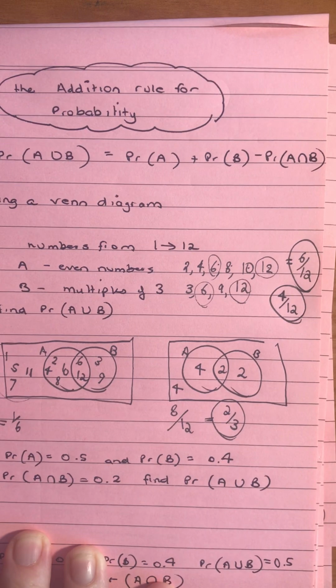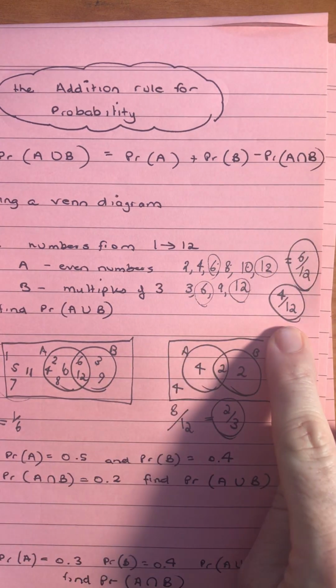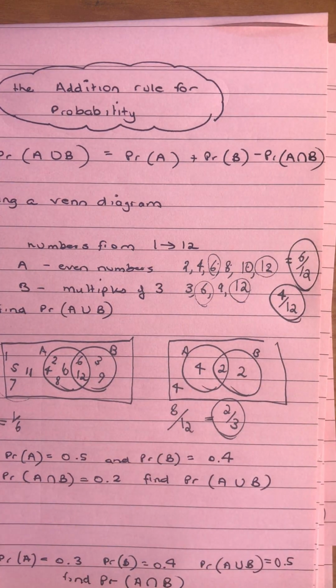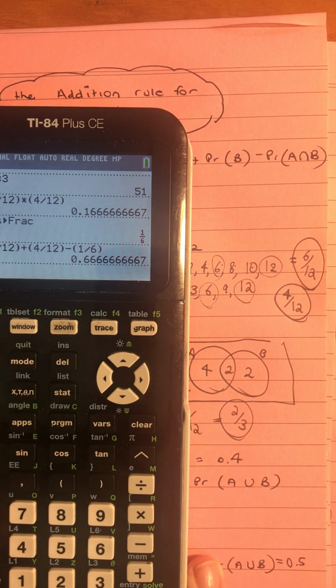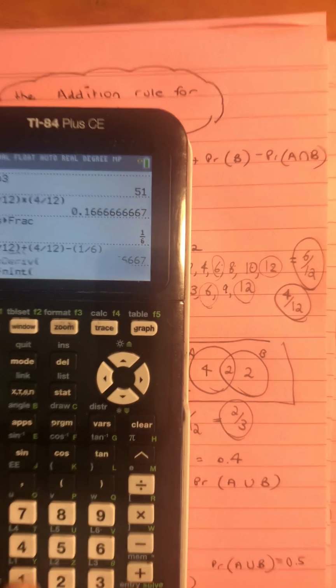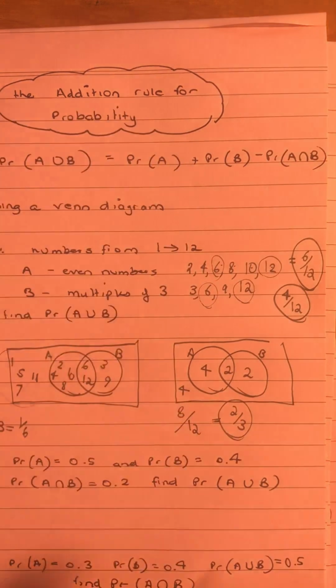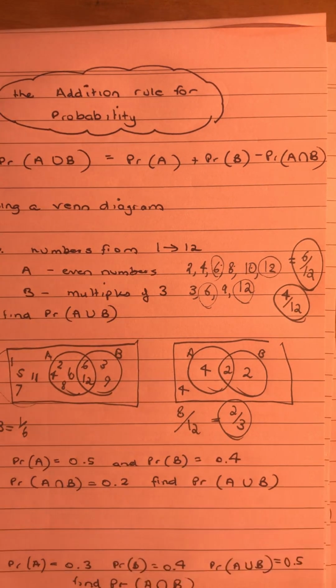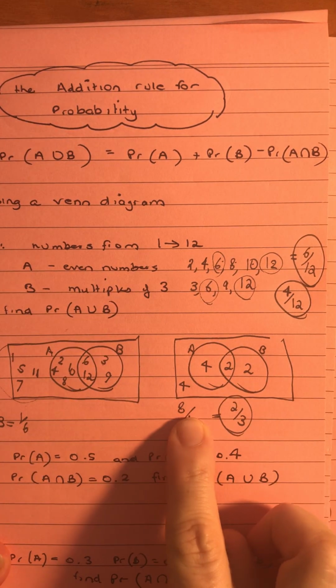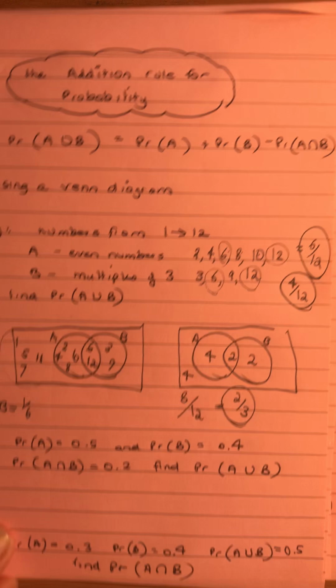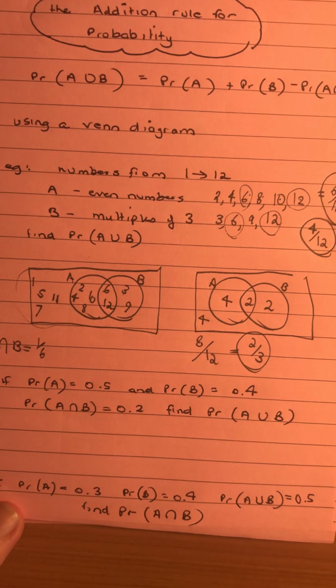So then if I use that rule, 6 on 12 plus 4 on 12, take away 1 on 6, and I've got that in my calculator, that gives me, and I'll change that to a fraction, 2 over 3, which was what I worked out from my Venn diagram. So I can use it both ways. In this case, it's probably easier to do it in the Venn diagram form, but the next two I'm going to look at, it's more difficult to use the Venn diagram, easier just to use the rule.